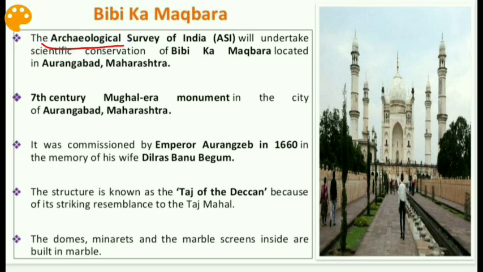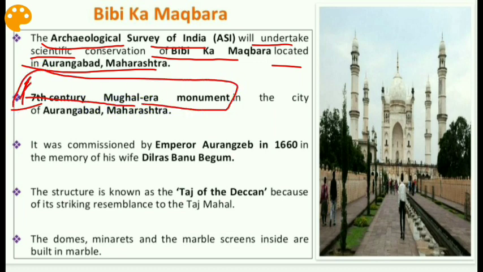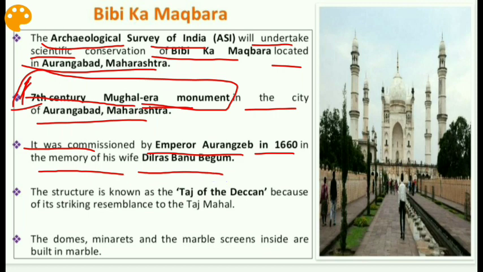The Archaeological Survey of India will undertake scientific conservation of Bibi ka Maqbara located in Aurangabad, Maharashtra. It is a 17th century Mughal era monument in the city of Aurangabad, Maharashtra. It was commissioned by Emperor Aurangzeb in 1660 in the memory of his wife Dilras Banu Begum. The name is very important. The structure is known as the Taj of the Deccan because of its striking resemblance to the Taj Mahal.